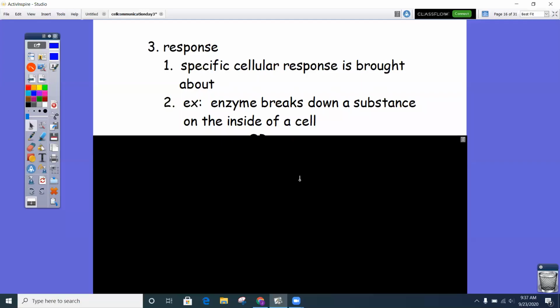So a couple things can happen with the response. It could cause an enzyme to be produced that breaks down a given substance inside the cell.